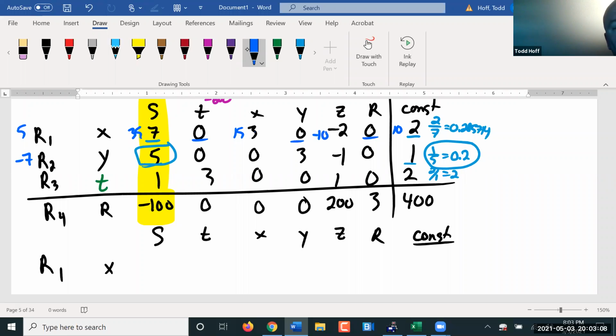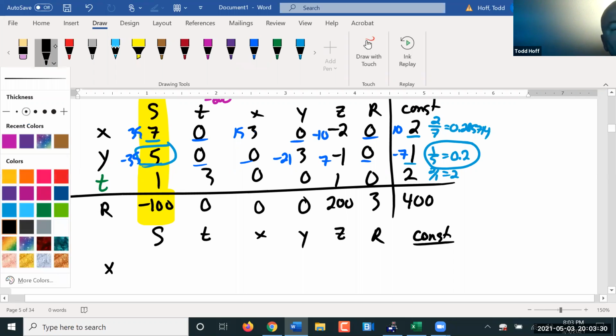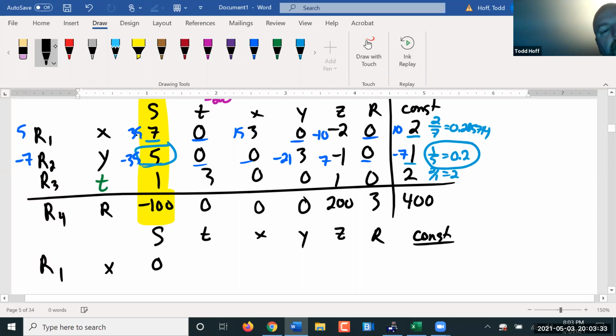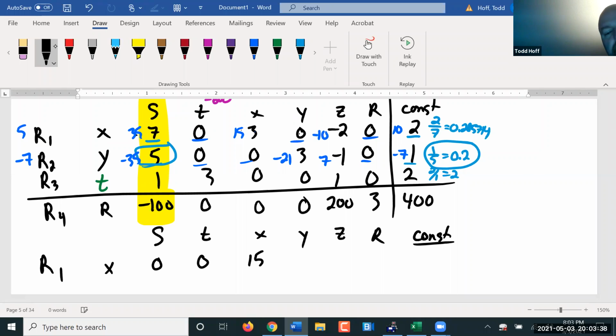Negative 7 times row 2. 5 times negative 7 is negative 35. That's good because we want those two to cancel out. The 0 stays. 3 times negative 7 is negative 21. Negative 1 times negative 7 is positive 7. 0 stays. 1 times negative 7 is negative 7. So now let's combine those two rows to replace that row 1. 35 and negative 35 is 0, which is what we wanted. 0 plus 0 is still 0. 15 plus 0 is 15. 0 plus negative 21 is negative 21. Negative 10 plus 7 is negative 3. 0 plus 0 is 0. 10 plus negative 7 is a positive 3.